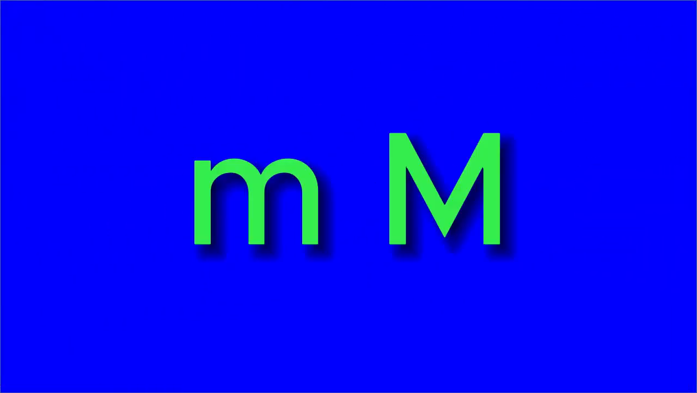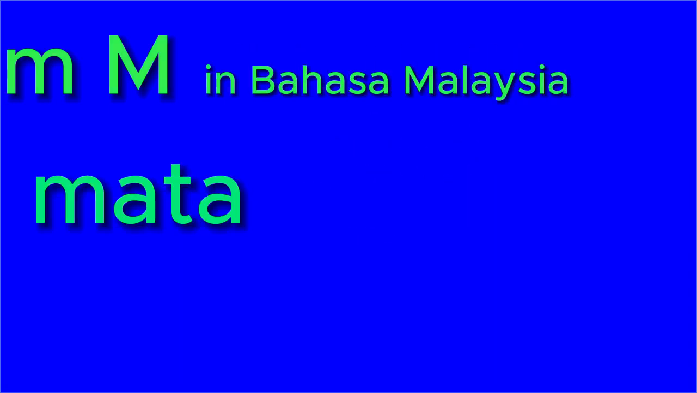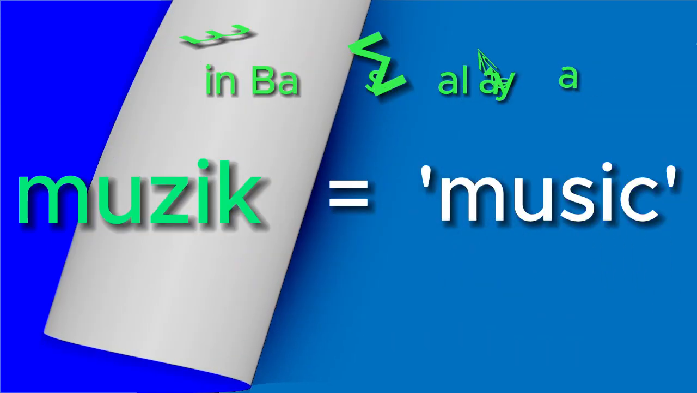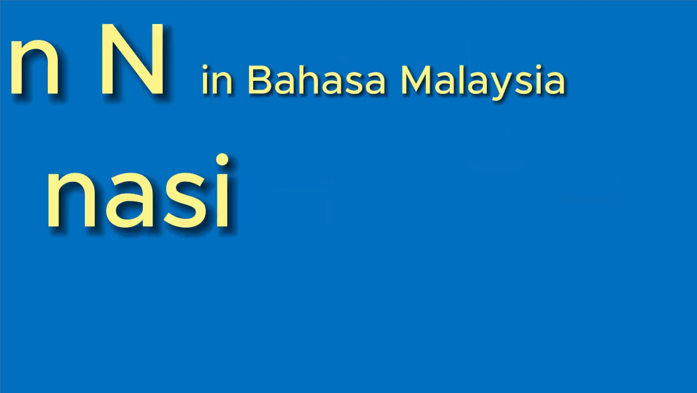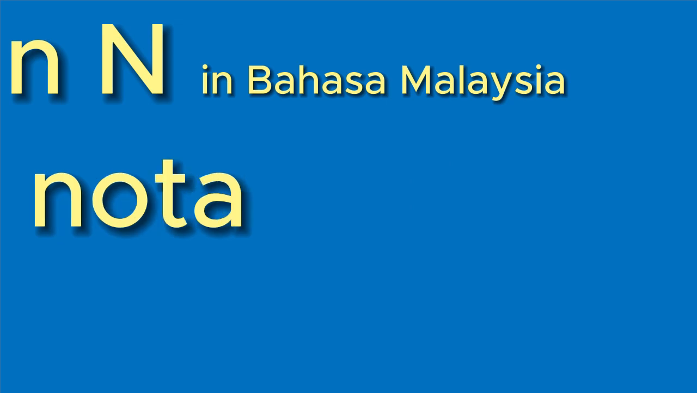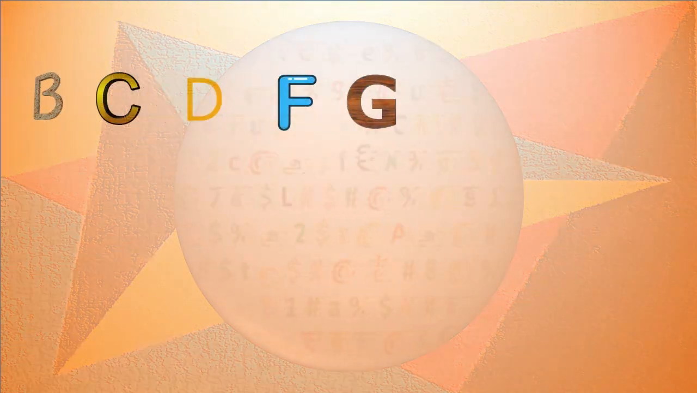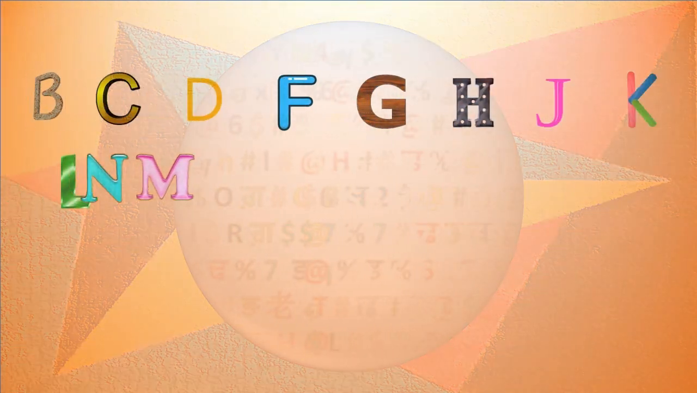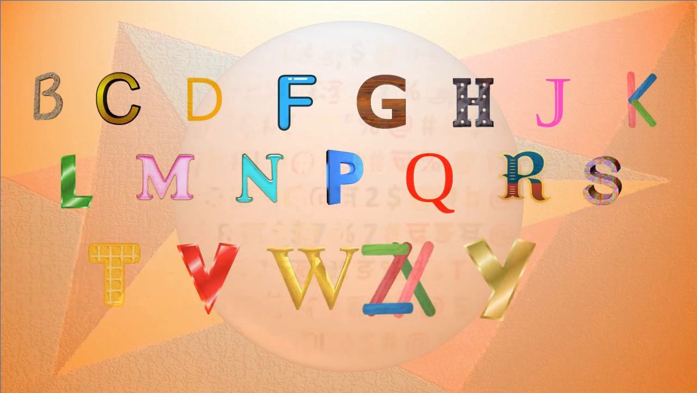The alphabet M has the sound as in mama. You find words in Bahasa Malaysia such as mata means eyes, muzik means music. N has an N sound such as in the words nothing, never, knows. Words in Bahasa Malaysia include nasi means rice, nota means note. Good. Take note that this part is to emphasize the sounds of consonants rather than constructing words. Relax. Let's do a little check on our understanding so far.